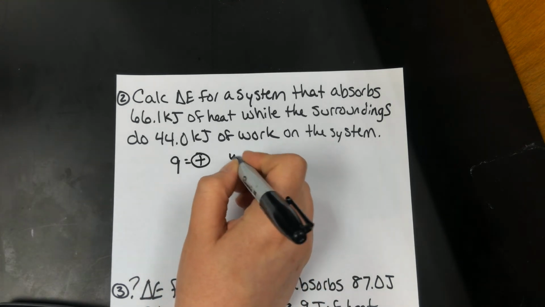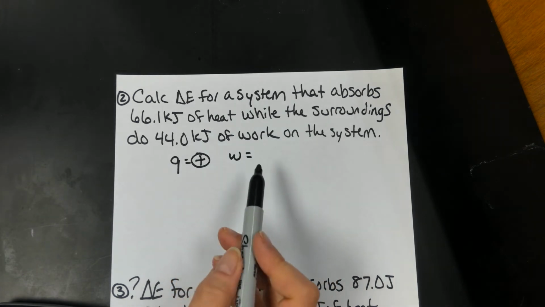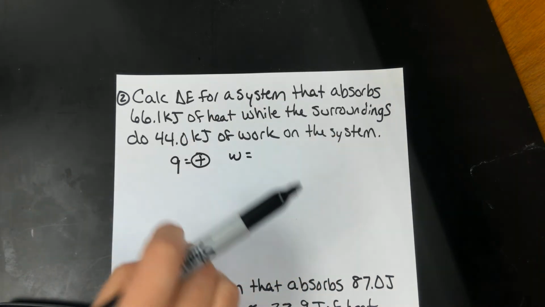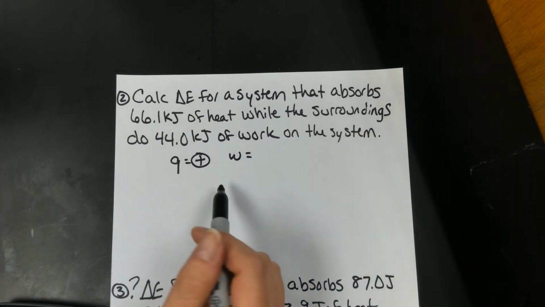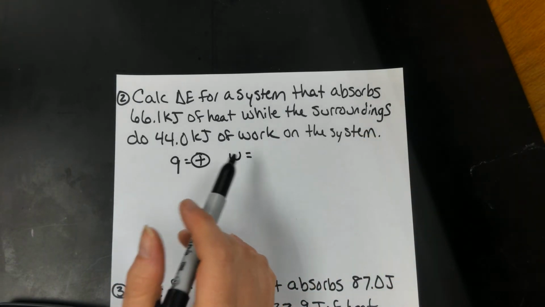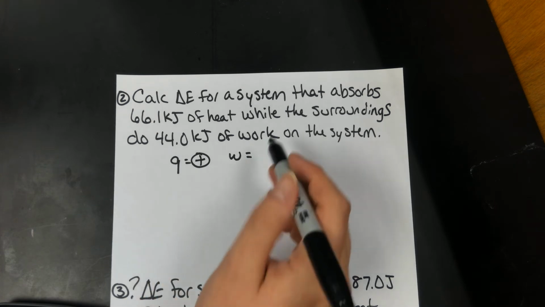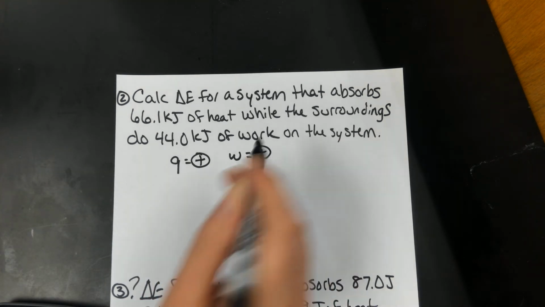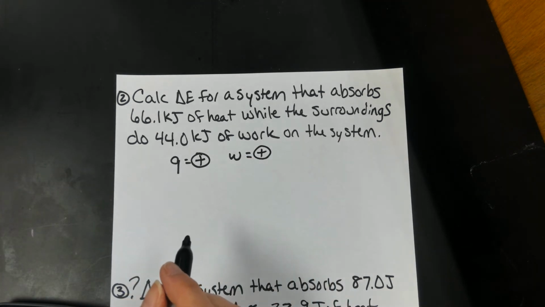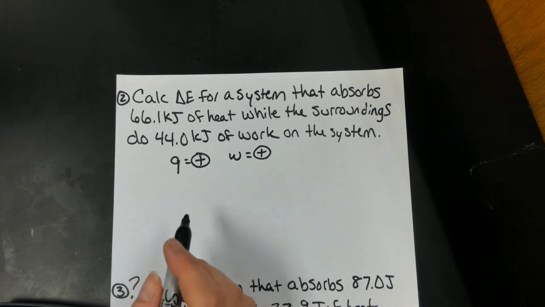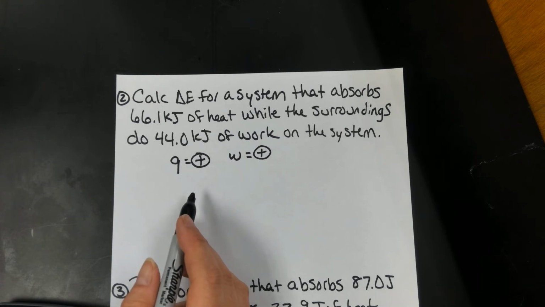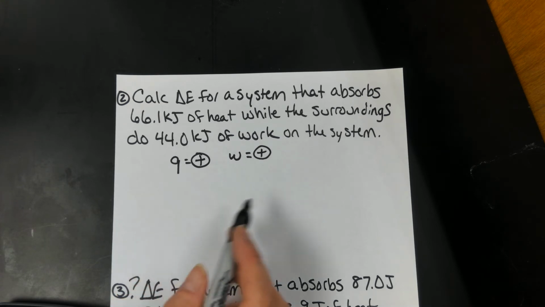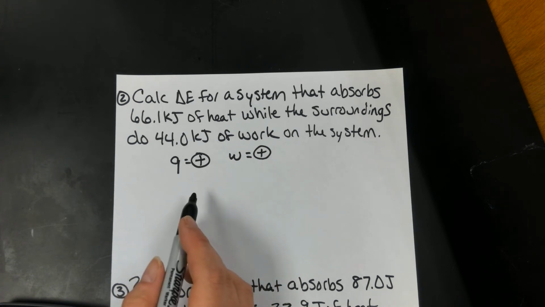How about my W? Is my system having to do work on the surroundings, or is the surroundings doing work to my system? The surroundings are doing work to my system. So the work is also going to have a positive sign. It's receiving the work. You could think of it that way too, like maybe an exchange, right? The system itself is receiving the work. The work is going to my system.